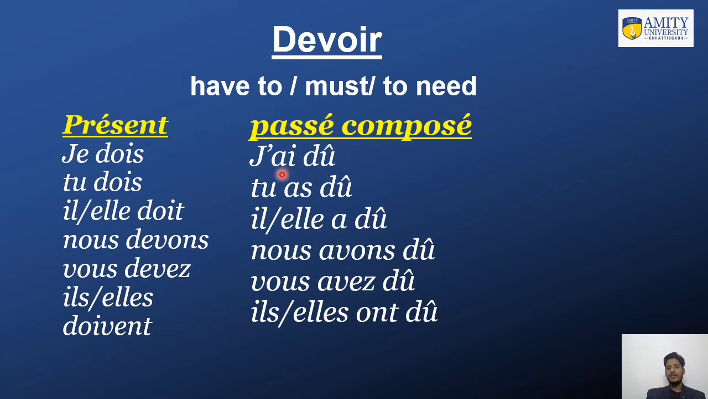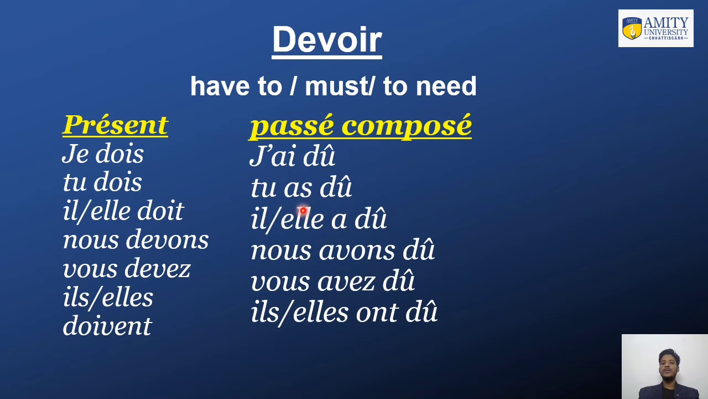So passé composé: j'ai dû. Like je is the subject, ai is the avoir verb, and dû is the participe passé. So you can remember the formula of passé composé: subject plus être or avoir plus participe passé. Here it is avoir plus participe passé. What is the pronunciation? Dû. J'ai dû.